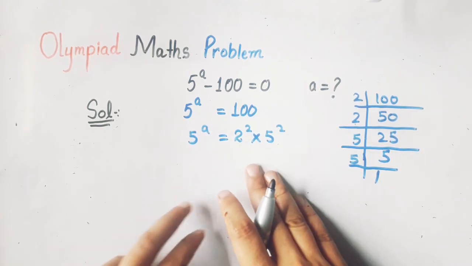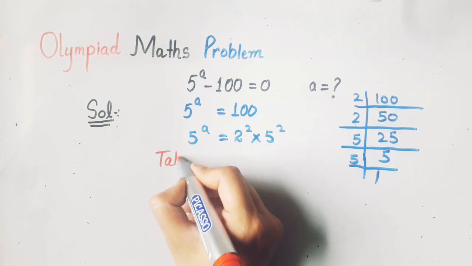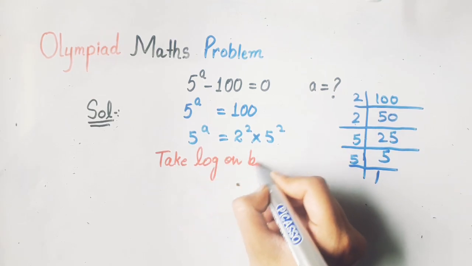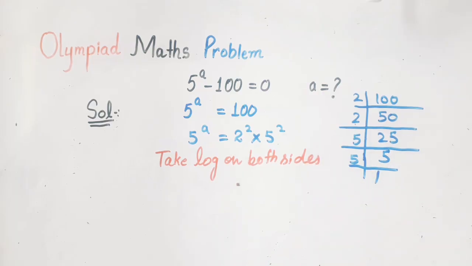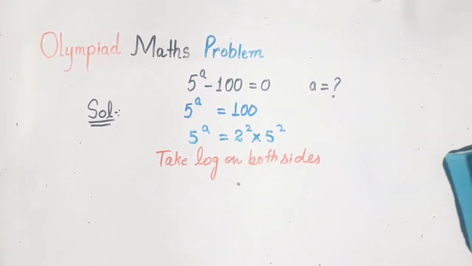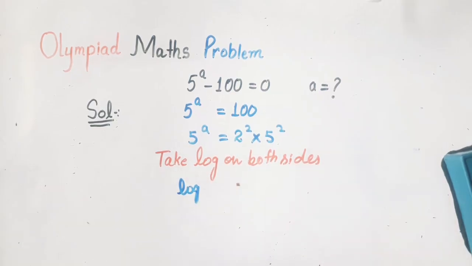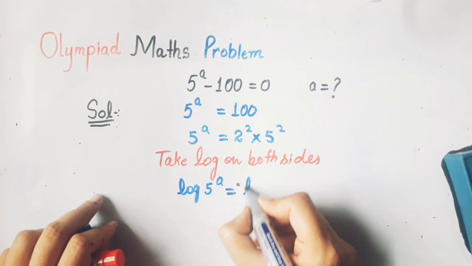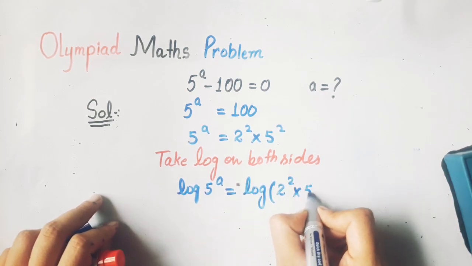You have to find the value of a. For this purpose we will take the log on both sides. So we get log of 5 raised to power a equals log of 2 power 2 times 5 power 2.